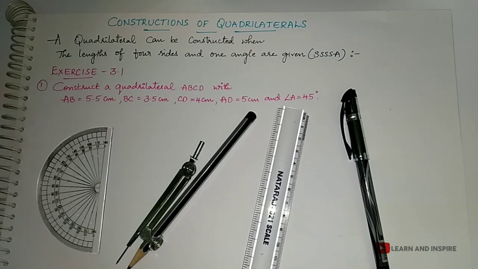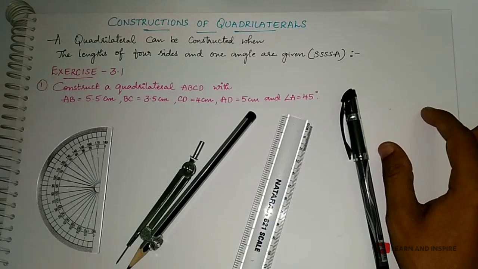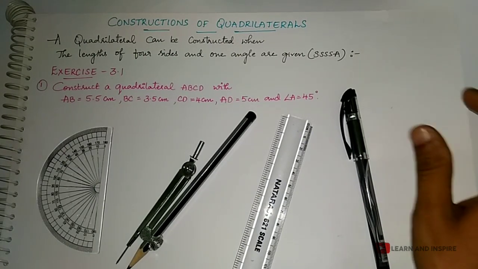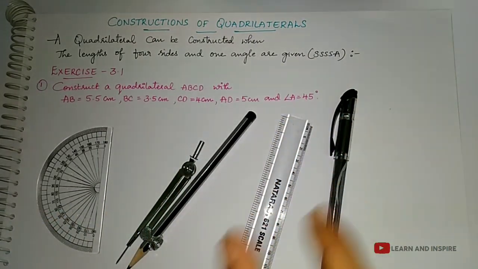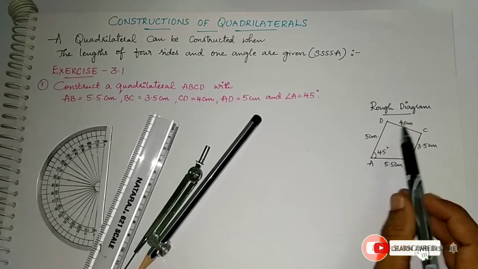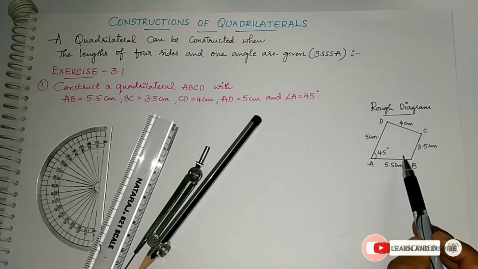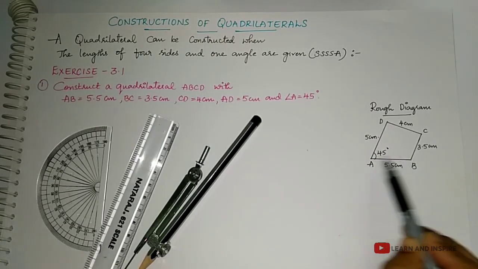Before constructing, we need to draw the rough diagram. The rough diagram is very important. After drawing the rough diagram, only then can we draw the original diagram, and according to that original diagram we can write the steps of construction. So first we draw the rough diagram. Here is the rough diagram. From this rough diagram we can construct the original diagram. The first step is to construct the line segment AB, which is nothing but the base.